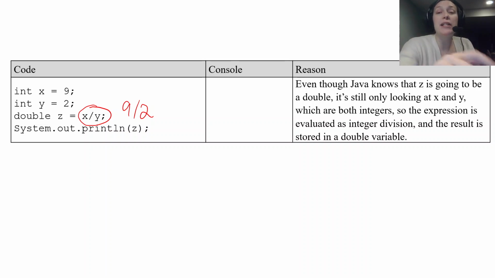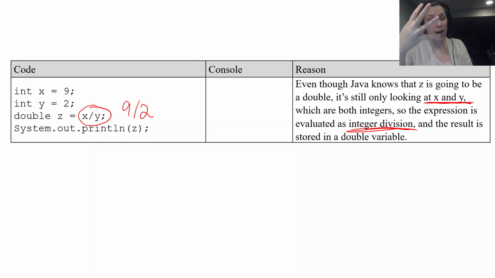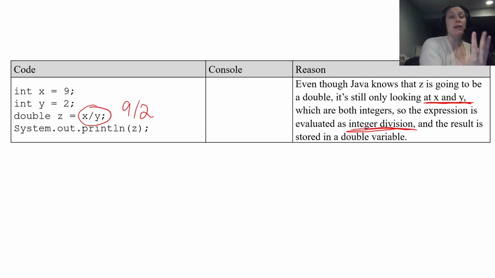When Java evaluates an expression, it's only looking at the X and Y when it evaluates that expression. So since those are both integers, the expression is still evaluated as integer division. So 9 divided by 2 is still going to be 4, because those are both integers. The 4 gets stored in a double, and when we have an integer stored as a double, that's totally fine because an integer is smaller than a double. So you can store that 4 inside the Z.